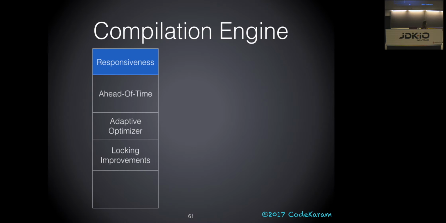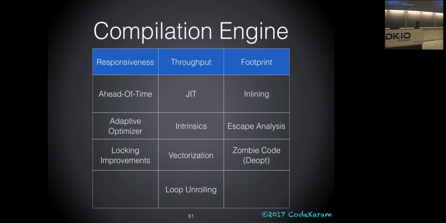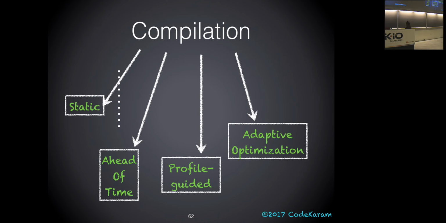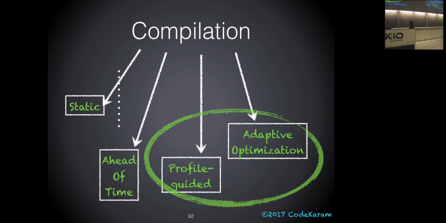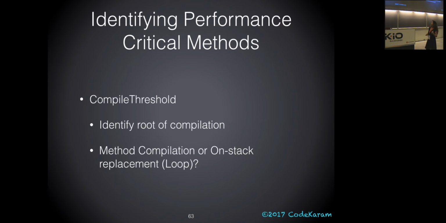So how about the compilation engine? Again, putting all those things together. Remember I mentioned that profile-guided optimization and adaptive optimizations are the two main things used in OpenJDK HotSpot. So let's look more at that.